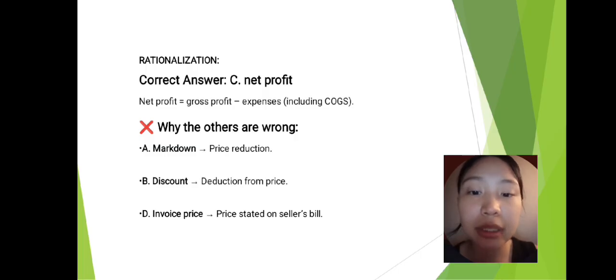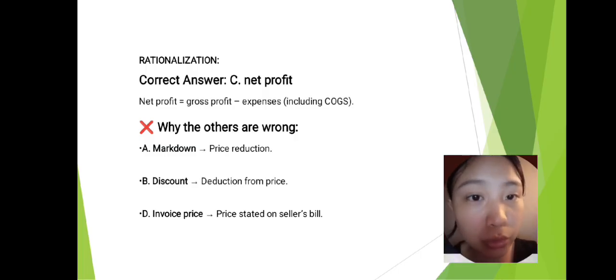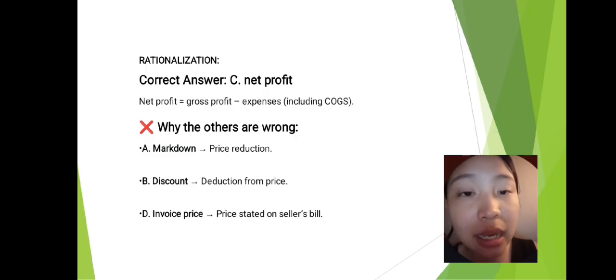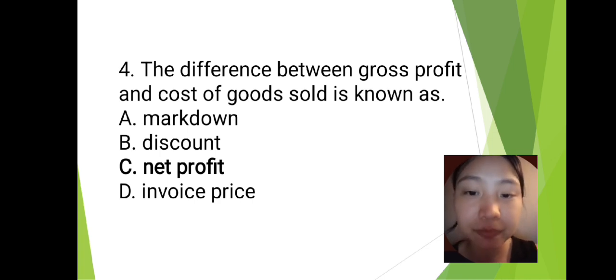So letter A, markdown, price reduction, pag-ubos sa price, pag-ubos sa mga presyo. Letter B, discount, deduction from price. So from the exact price, mo less pa jud siya kay tungod sa iyang discounted nga gihatag nga presyo. Letter D, invoice price, price stated on seller's bill. The correct answer is letter C, net profit.